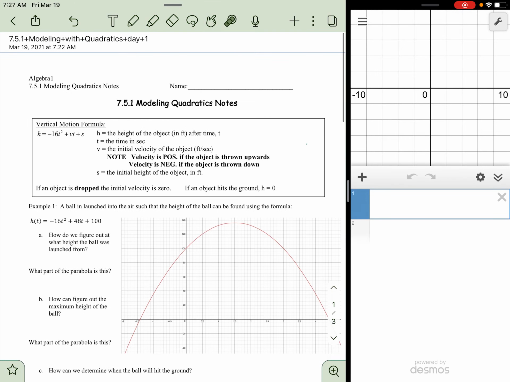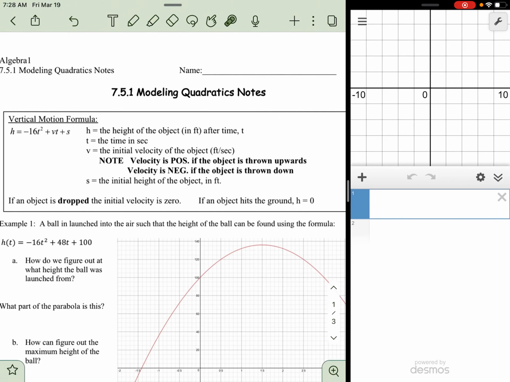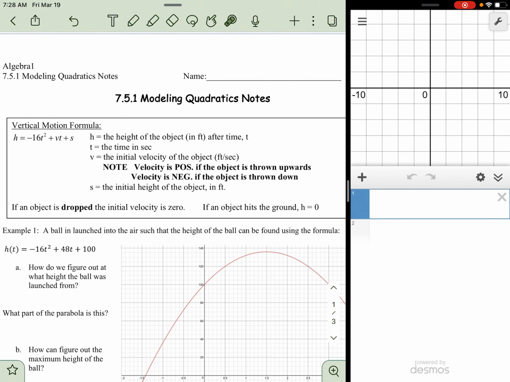So today's notes are all about modeling quadratics. Up to this point, we have worked with standard form, intercept form, and vertex form, which is what we just finished up with the transformations. Now we're going to look at how you can model those in some word problems. And the most significant word problem that you'll get in terms of quadratics is vertical motion.